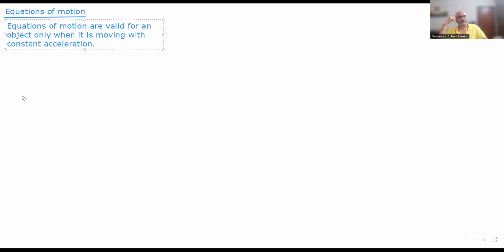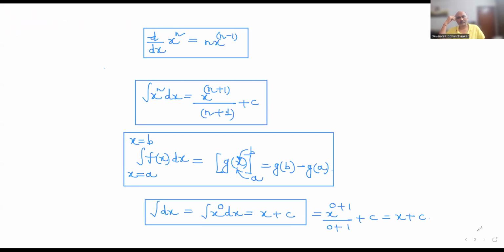All of you are aware about what is acceleration? It's rate of change of velocity, right? Velocity is rate of change of displacement or position, rate of change of position, right? You have studied this.